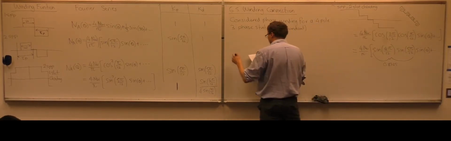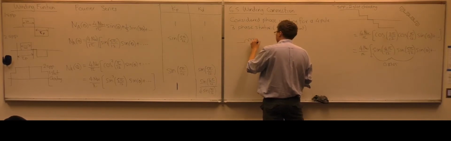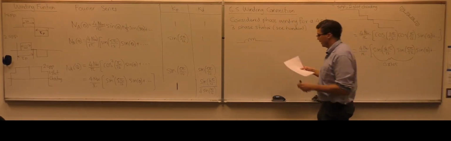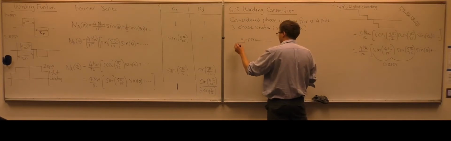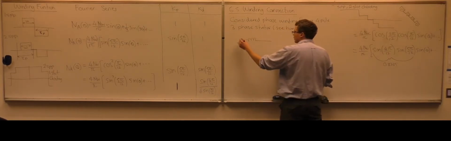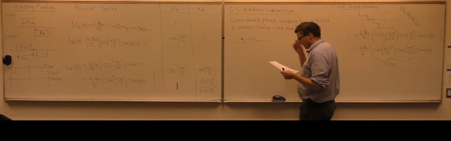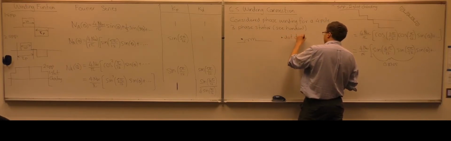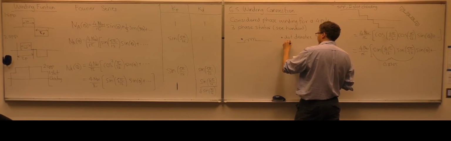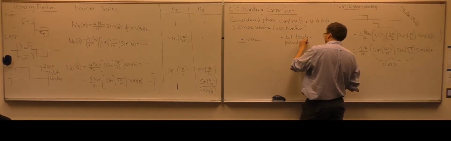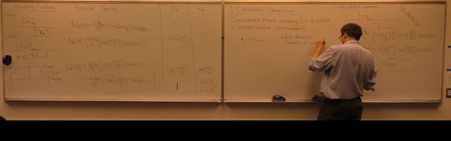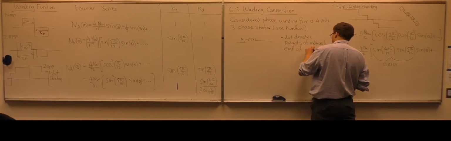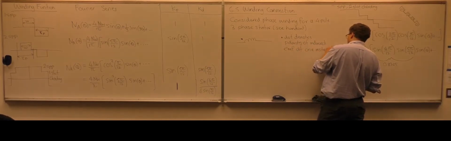One phase group, we would have 4 phase groups in that example. One phase group could be represented like this, where the dot represents the direction of the induced voltage. The dot denotes polarity of induced EMF at one instant of time.